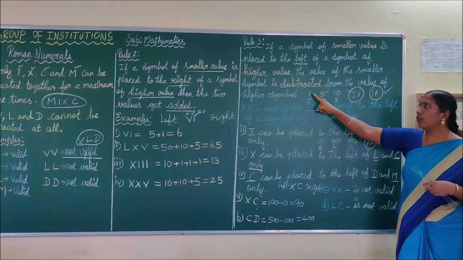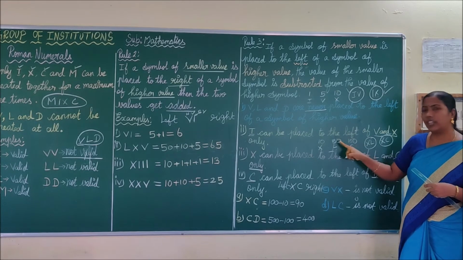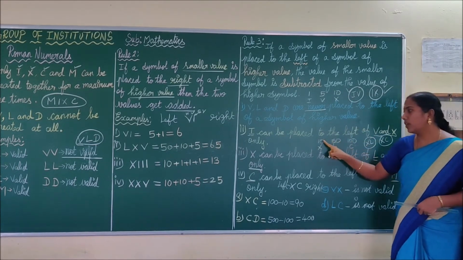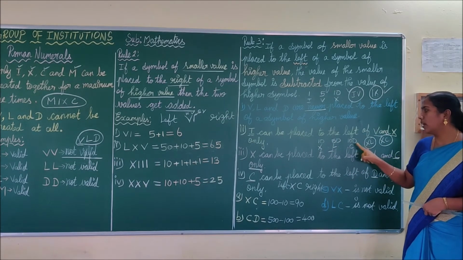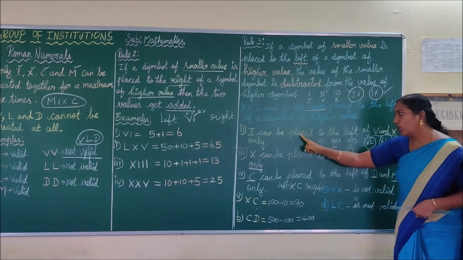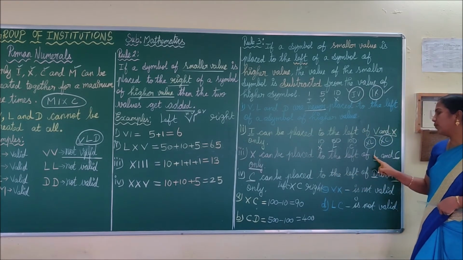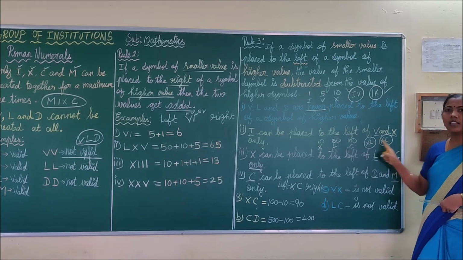Next to that, you have to add 0 with 1, you get 10. Add 0 with 5, you get 50. Add 0 with 10, you get 100. What is the symbol for 10? X. What is the symbol for 50? L. What is the symbol for 100? C. By this rule, X can be placed to the left of L and C. That is XL, XC. These are the values.